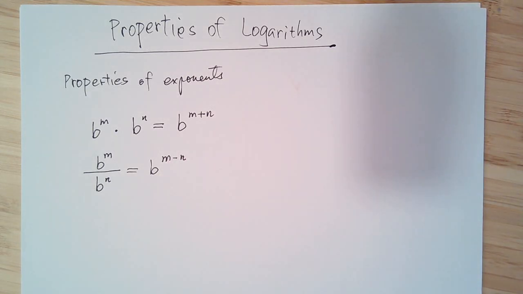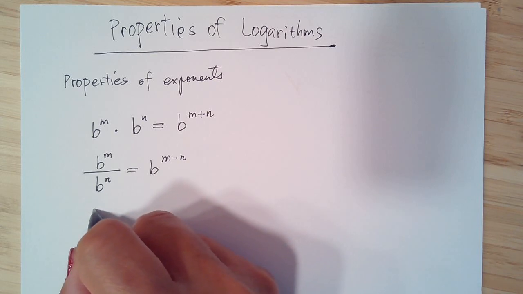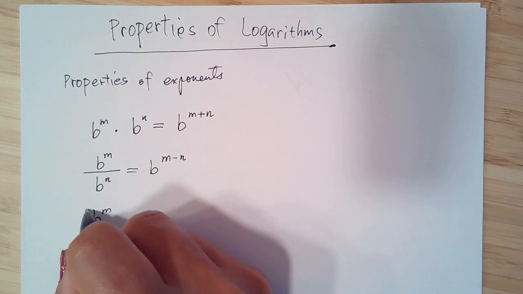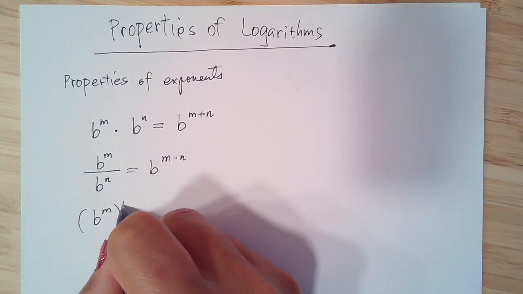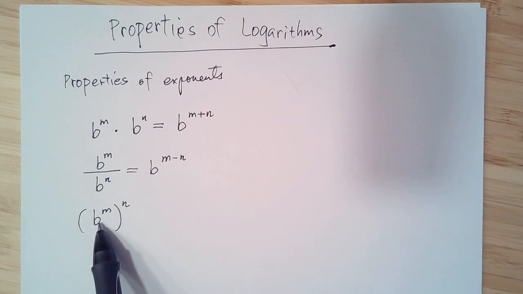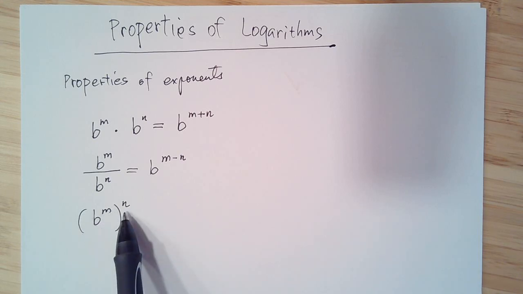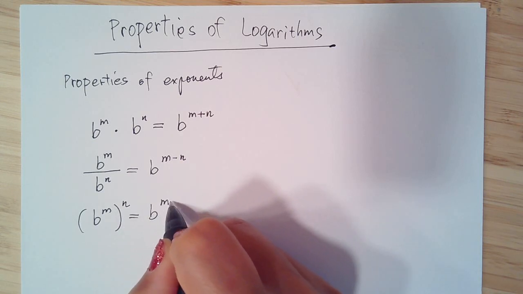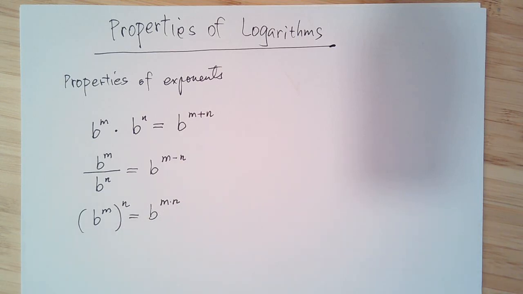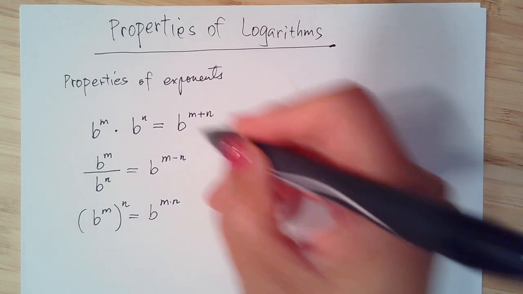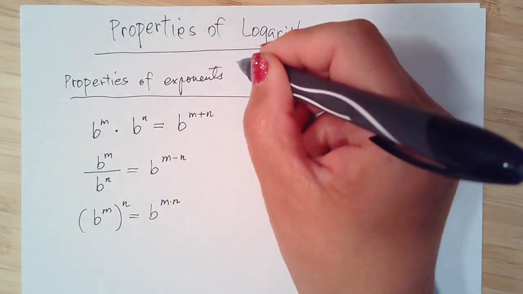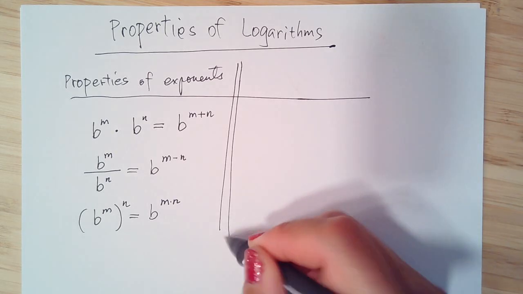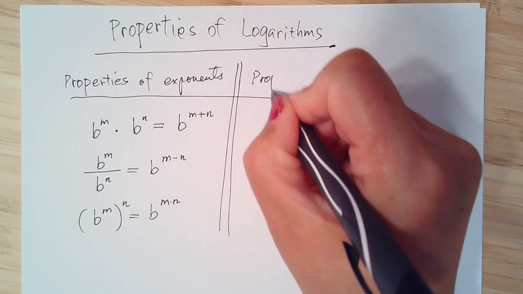All right. Now the third one is a power of a power. So b to the m, to the nth. Which means b multiplied by itself m times, and then repeat that n times. So at the end, you should have this many b's all together.